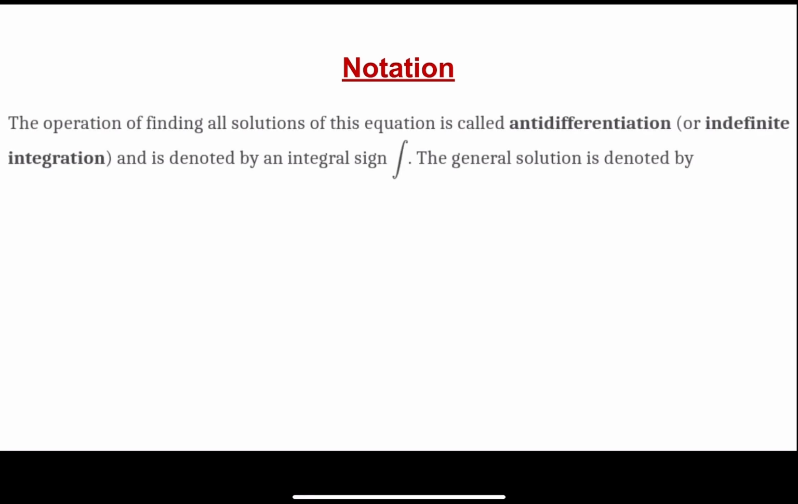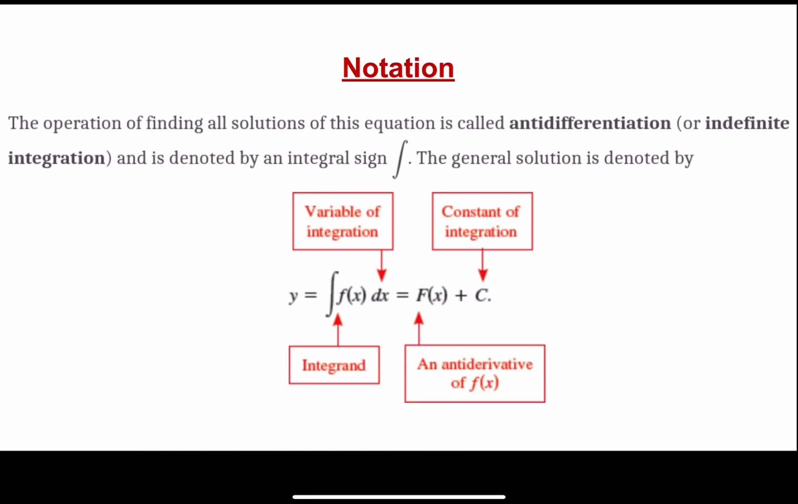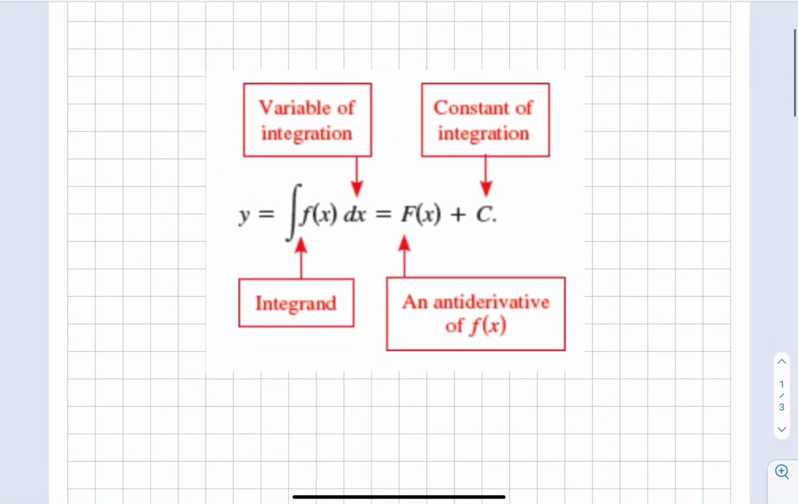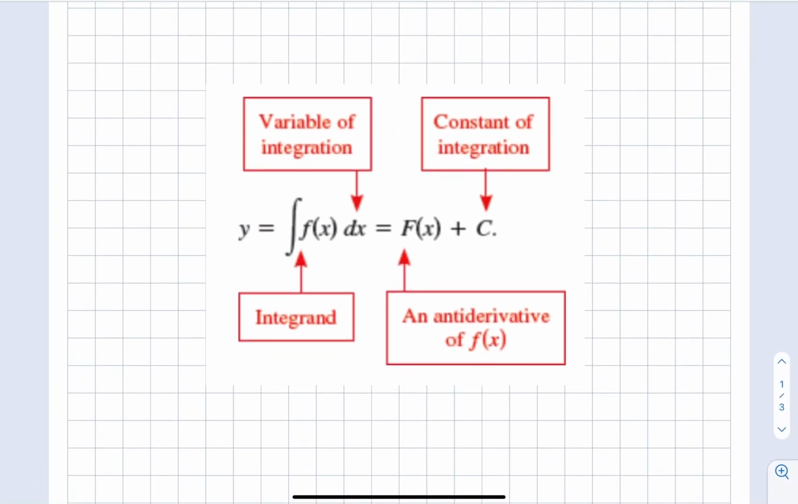Okay, some notation involved here. All right, so we're finding all solutions of this equation of the antiderivative. That's called antidifferentiation or indefinite integration. It's denoted by that symbol you see there, and the general solution can be denoted by the following. Okay, so let's just take a look at some parts of that. So this is essentially the process we're going to be going through.